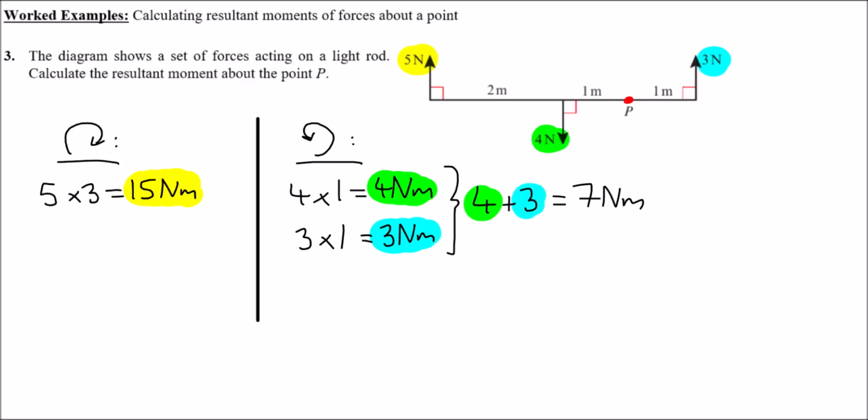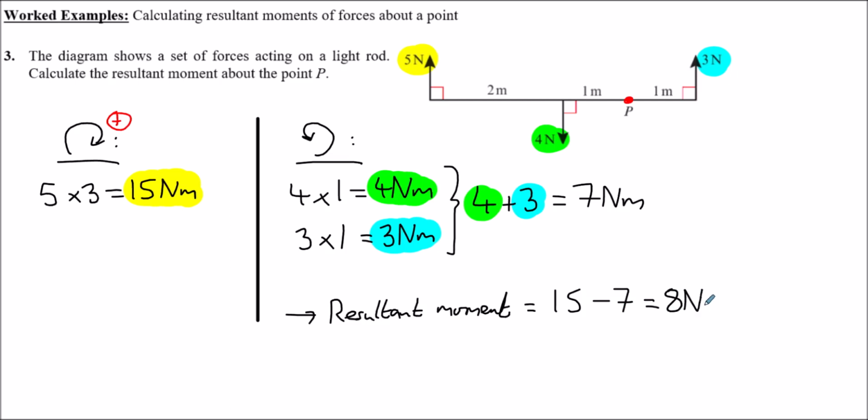In terms of determining the overall resultant moment, I would pick whichever has the largest moment as the positive one. So obviously the clockwise 15 is greater than 7, so pick the clockwise as positive. So therefore the resultant moment is going to be the clockwise moment, 15, minus the sum of all anti-clockwise moments, which is 7. So 15 minus 7 gives an overall net resultant moment of 8 Newton meters going clockwise.